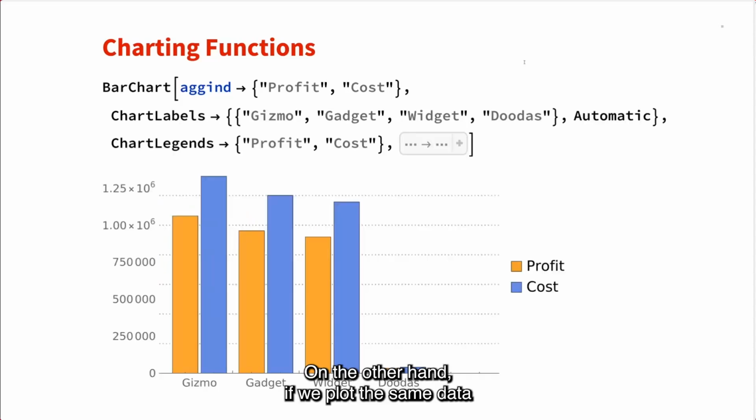On the other hand, if we plot the same data using a bar chart, we can take advantage of the automatic grouping behavior of the bar chart to group profit and cost by product. Then we can make a different comparison of these same data. So we start to see here that the definition of what a position is expanding to incorporate more types of data. Here, the x-axis is categorical and the y-axis is numeric.